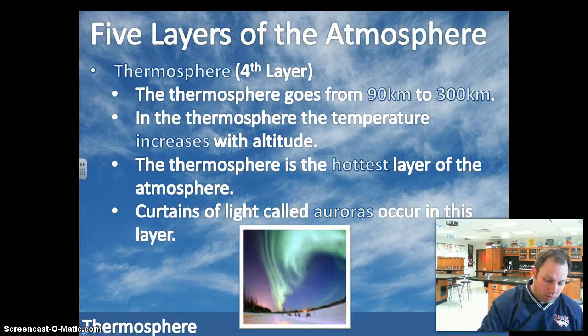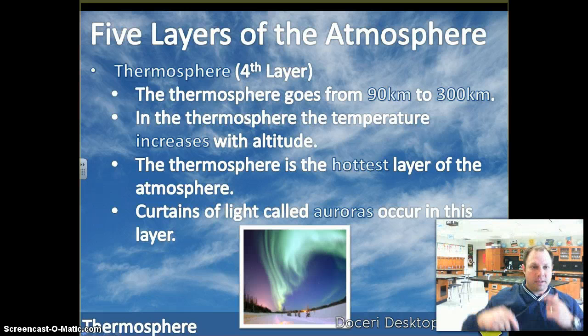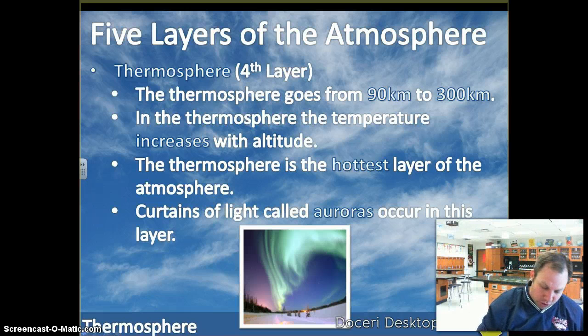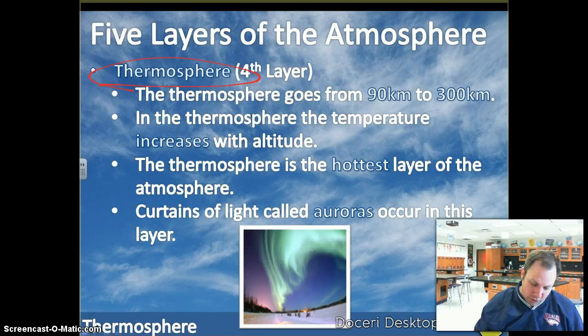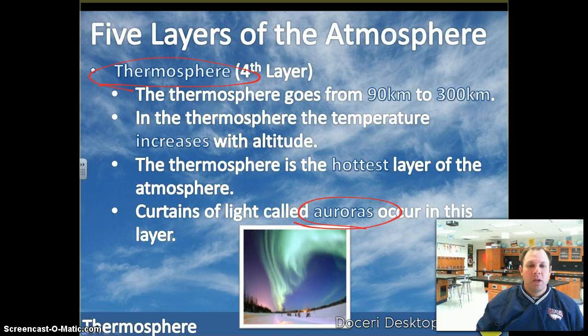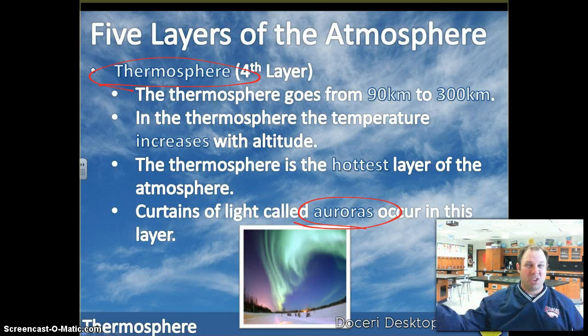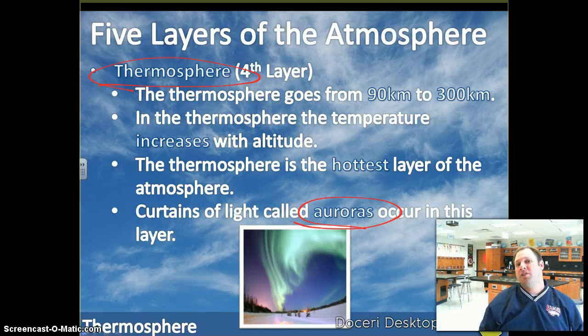Next one, again, working towards space, is the 4th layer, the thermosphere. Okay, the thermosphere is where we find this phenomenon called the aurora borealis. Okay, we have these curtains of light, and a lot of the light comes from the sun, but a lot of it is the solar waves, the solar flares that come from the sun, and they're illuminated in this layer of the atmosphere.